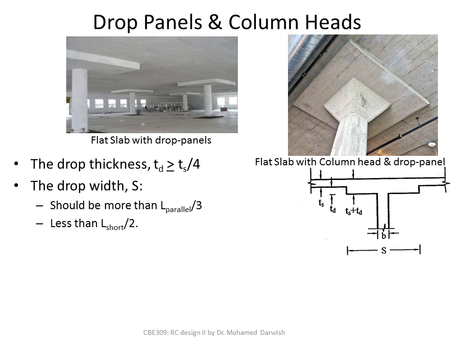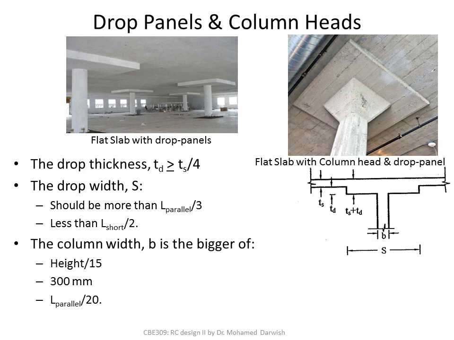Second, you are increasing the depth at the location of the maximum moment that we are talking about here, which is the negative moment at the column strip. So, in order to consider the drop panel effective as a drop panel, the additional thickness, the TD or the drop thickness, should be at least 1/4 of the slab thickness. The drop width should be more than the parallel dimension over 3 and less than the shorter dimension over 2. This is why in most of the cases they take it as simply the shorter dimension over 2.